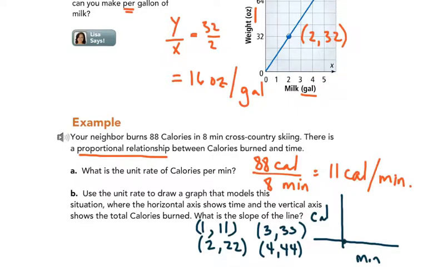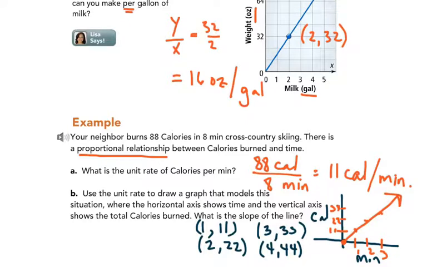After 0 minutes, we'll burn 0 calories, so (0, 0) is on my graph. So (1, 11) is on the graph. (2, 22) is on the graph. (3, 33) is on the graph. And it would probably be best if I used graph paper to do this, but there is the relationship.